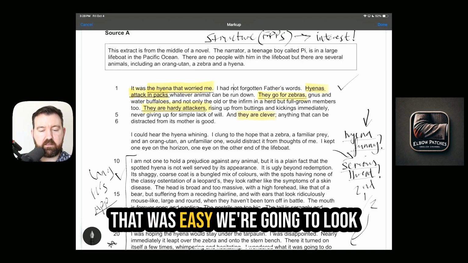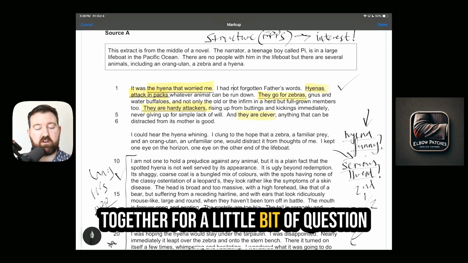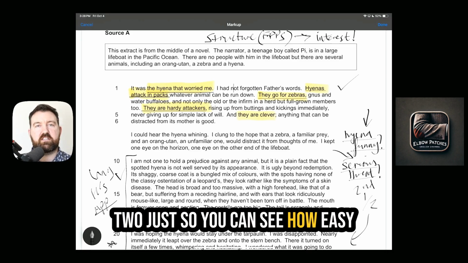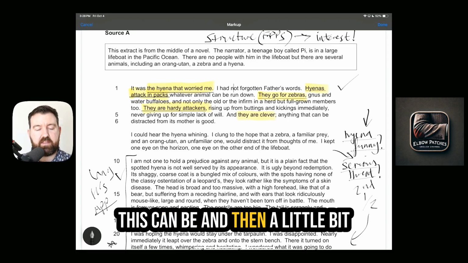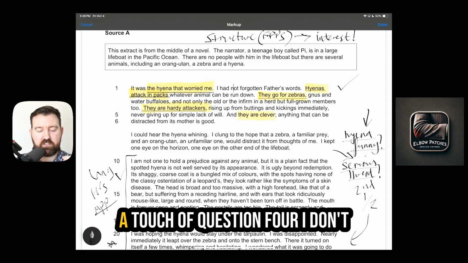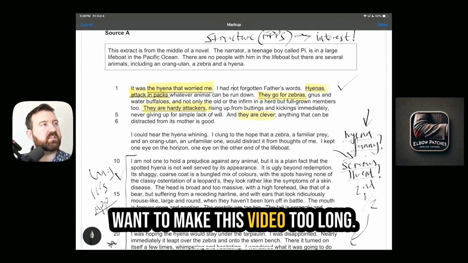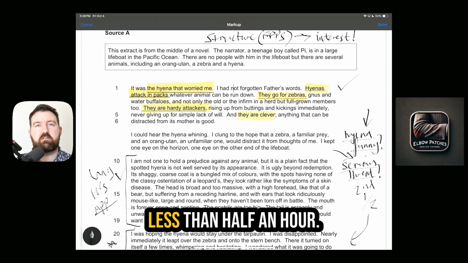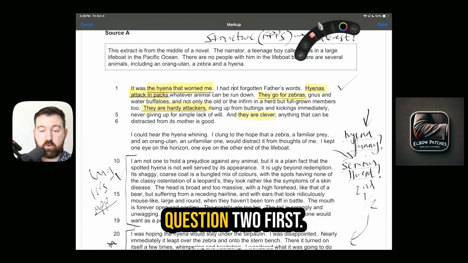That was easy. We're going to look together for a little bit of question 2, just so you can see how easy this can be. And then a little bit of question 3, and maybe just a touch of question 4. I don't want to make this video too long. I want to keep it to less than half an hour. So yeah, we'll go with question 2 first.